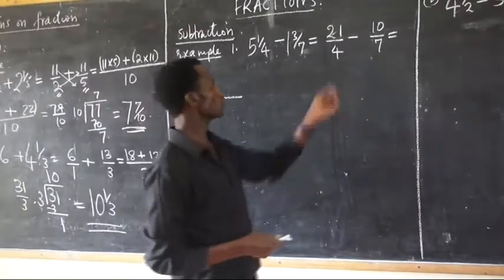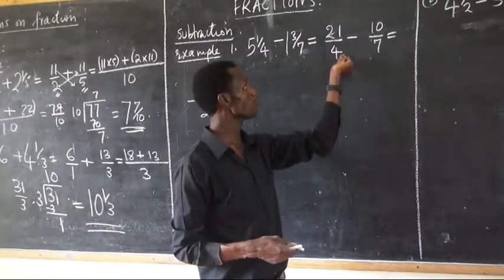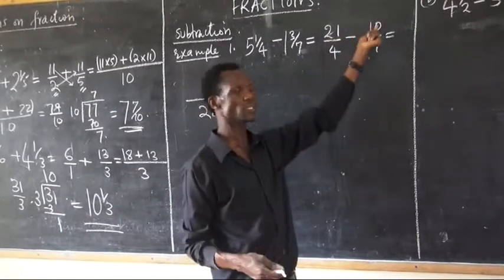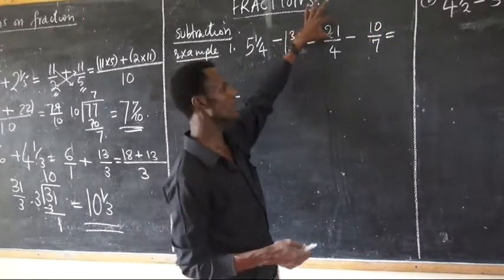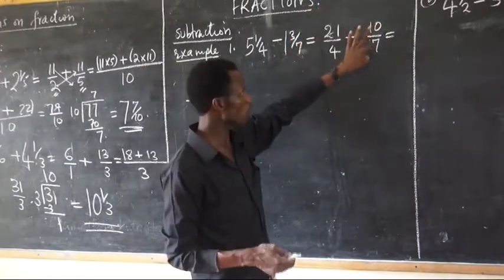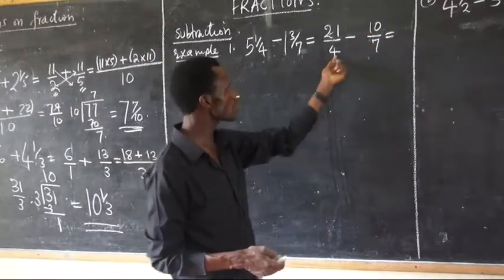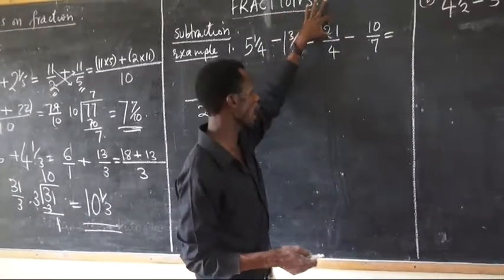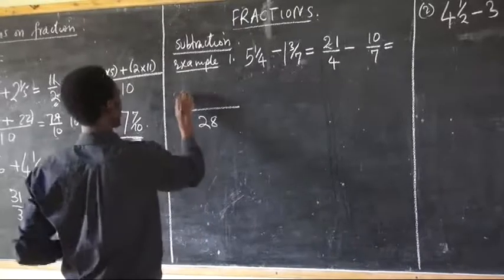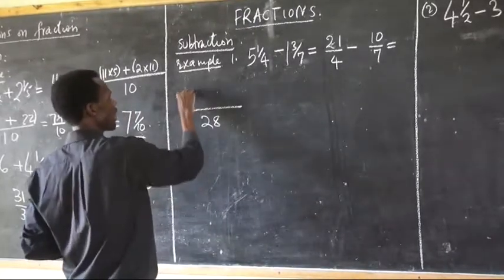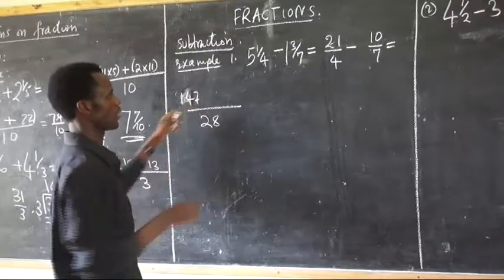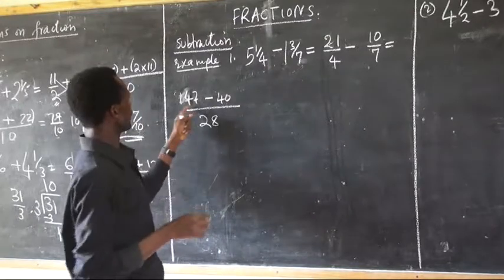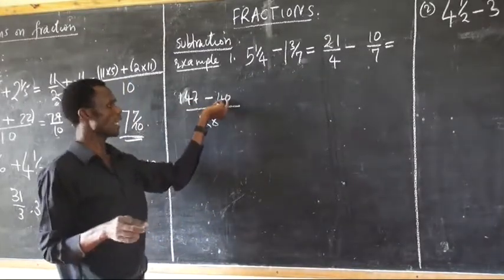After we have done so, you take 21 times 7, then 4 times 10. It is very important to start with this one, times this one, because if you start with the other one, you will mix yourself up and get long questions. So you better start with this one, 21 times 7, which is equal to 147, minus 4 times 10, which is equal to 40.